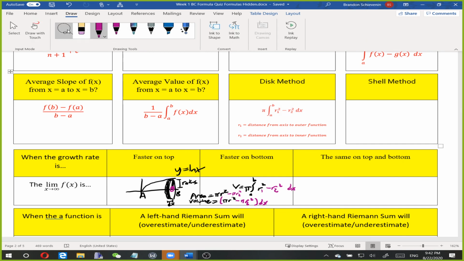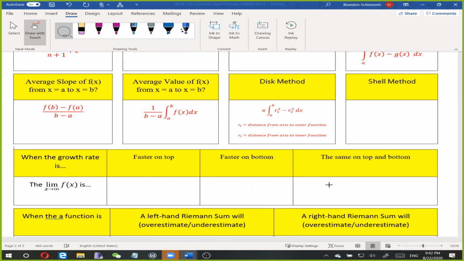Okay, let me get rid of my scribbles down here. Okay, so that was this method. We use this method whenever we're spinning around a horizontal line. We use shell method whenever we're spinning around a vertical line.